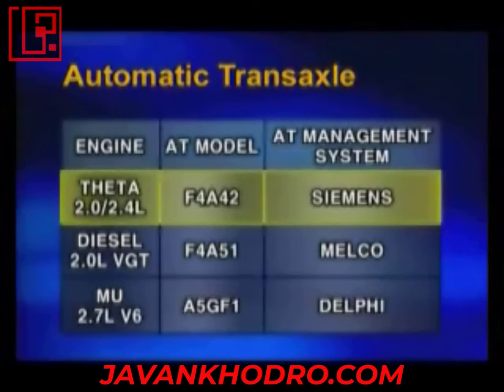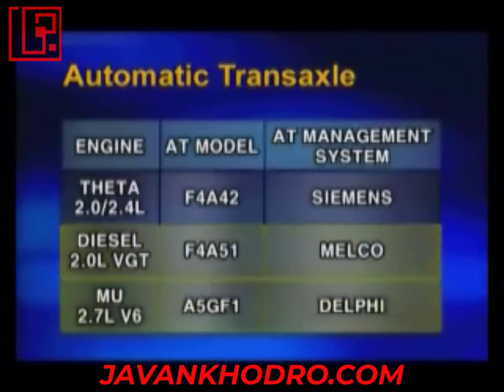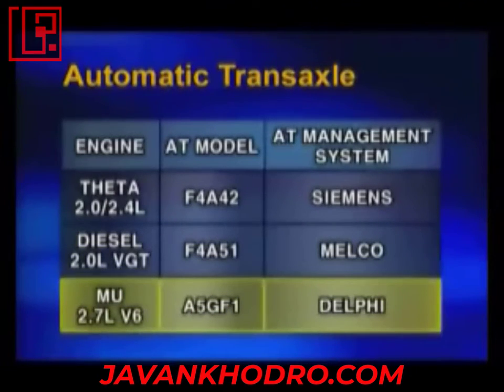The new generation automatic transaxle is applied. Model F4A42 with Siemens management system is applied for the Theta 2.0 and 2.4 liter engines. However, the 2.0 liter common rail diesel engine is equipped with model F4A51 with Melco management system. 5-speed automatic transaxle model A5GF1 with Delphi management system is applied for the 2.7 liter V6 engine for the North American market only.